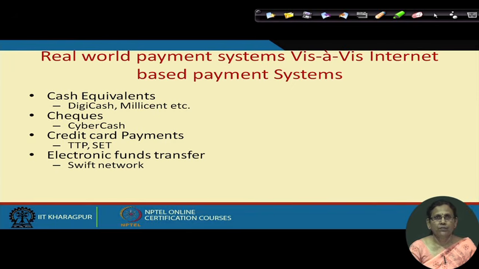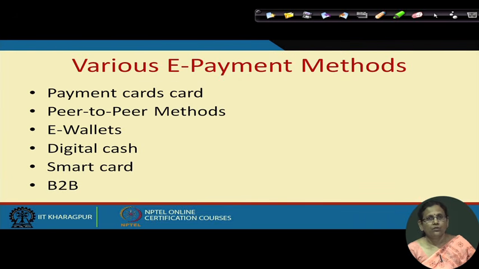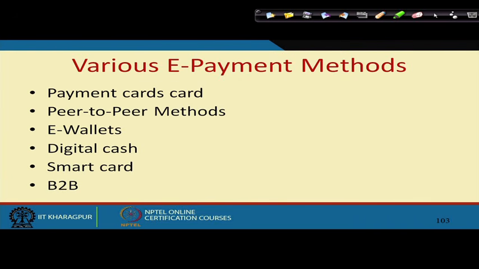Now, let us try to see what are the real world equivalents in the electronic world. There are certain cash equivalents like DigiCash, Millicent, etc. There are certain check equivalents like your CyberCash. Over the web you can do credit card transactions. Then through some trusted third party, there can be electronic fund transfer with your SWIFT network. So, let us now go through various e-payment methods and try to see how they work.